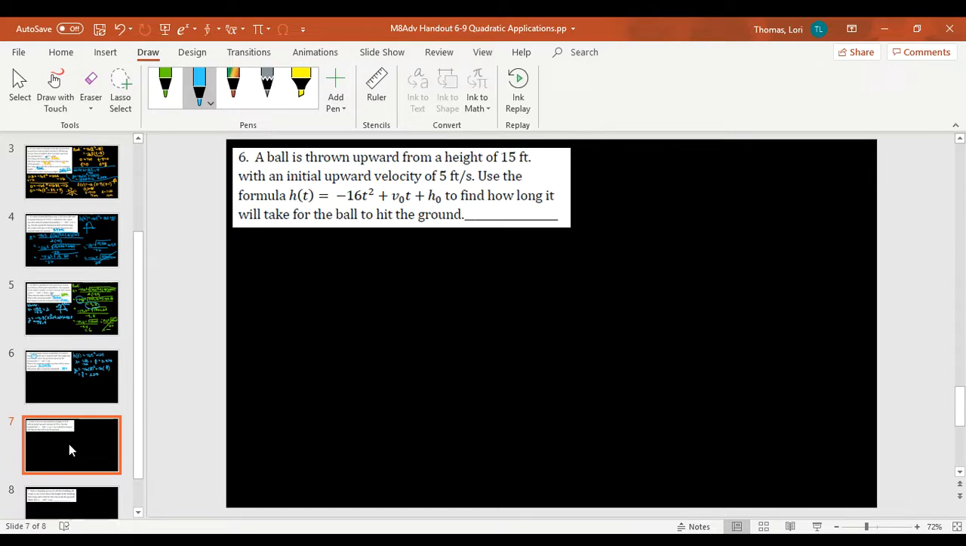Number 6: a ball is thrown upward from a height of 15 feet with an initial upward velocity of 5 feet per second. We are going to use the given formula. We knew that our a was negative 16 because we're working in feet. The c is our initial height, so the 15 is our c value, and our b value is 5, the initial velocity. So let's write our equation first.